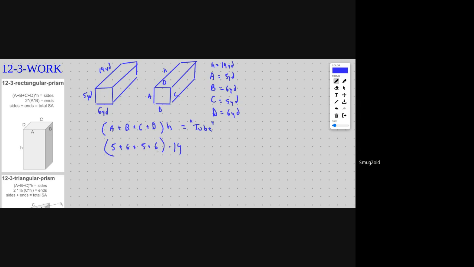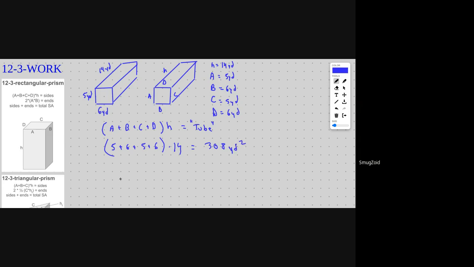So when you're doing this, you're just making sure that you cover everything that's needed, right? So I go 5 plus 6 plus 5 plus 6 is 22, right? 5 plus 5 is 10. 10 plus 12 is 22. 22 times 14, I get the number 308. And I have to keep my units. This would be yards squared, okay? That is just the tube part.